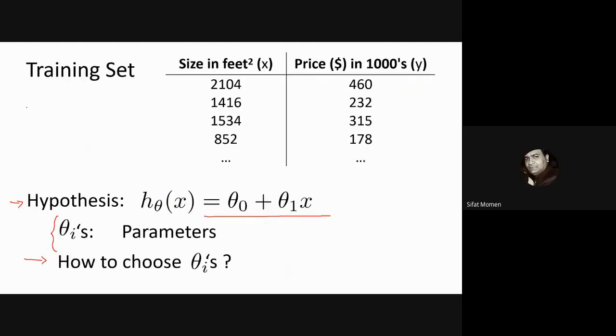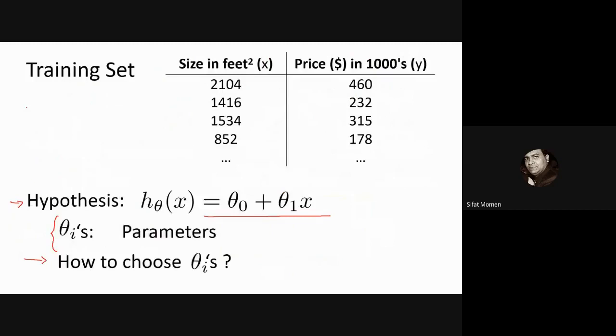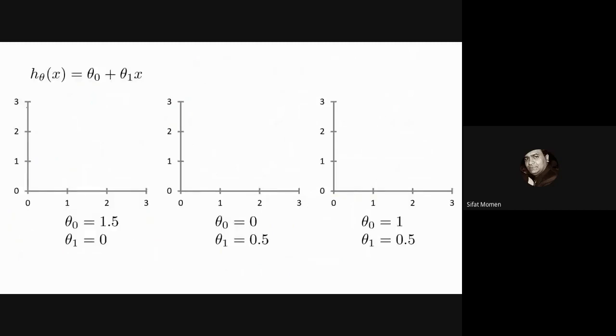So we're going to learn that. We're going to see how it is. But I'm still going to give you an intuition about why suitable values of thetas are very important. Here's an example. If you change the values of thetas, your line changes. Here's your model: h theta x is theta naught plus theta 1 x. Imagine I have theta 1 as 0 and theta naught as 1.5.